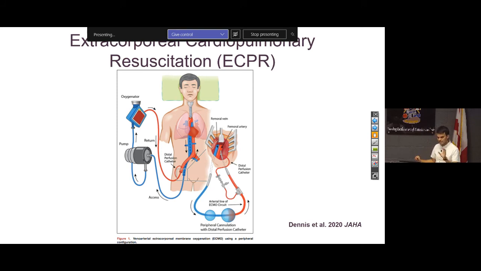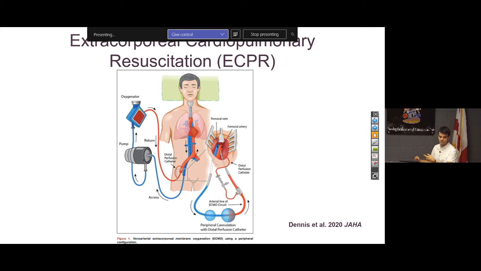But essentially, it's providing oxygenated blood. It's bypassing the heart and the lungs in this case, because this is VA ECMO. This means venous arterial ECMO. That means there's a cannula on the venous side and a cannula on the arterial side. There's also VV ECMO, and that's commonly for things like influenza with acute respiratory distress syndrome. The heart is fine, so you don't need to bypass the heart. You're just bypassing the lungs.